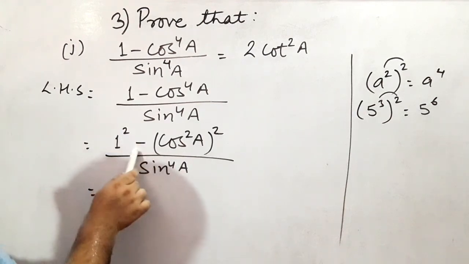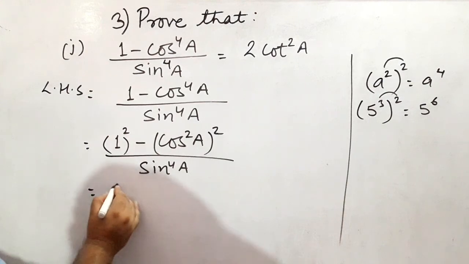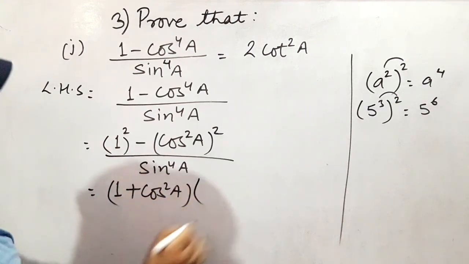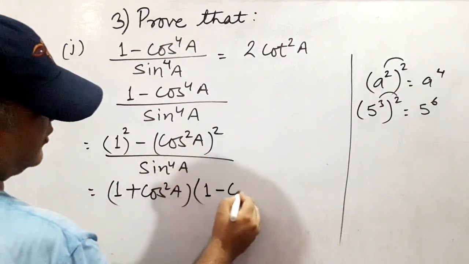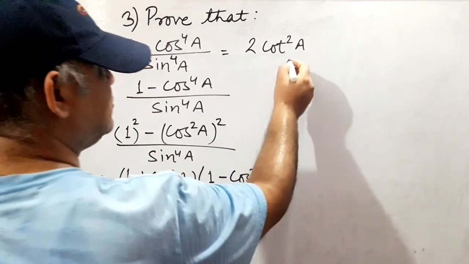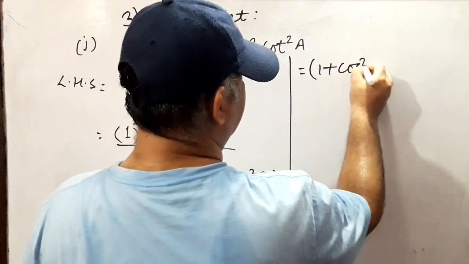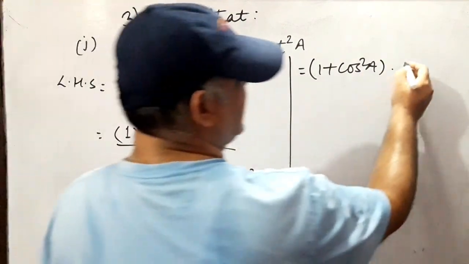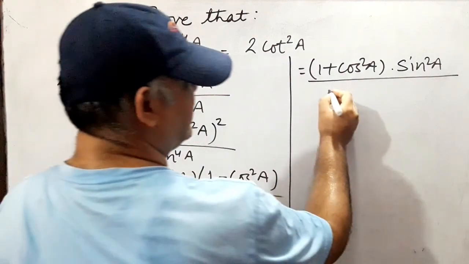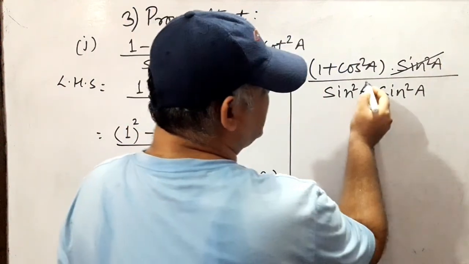It's in the form a squared minus b squared. Here a is 1 and b is cos^2 A. So a squared minus b squared we can write as (a plus b), that is 1 plus cos^2 A, into (a minus b), that is 1 minus cos^2 A, by sin^4 A. That equals (1 plus cos^2 A) into (1 minus cos^2 A, which is sin^2 A), by sin^4 A, which can be broken as sin^2 A into sin^2 A. We can cancel the sin^2 A in the numerator and sin^2 A in the denominator.